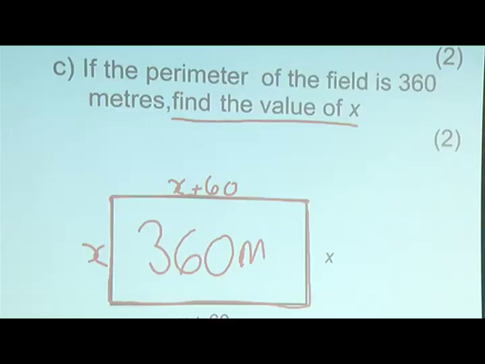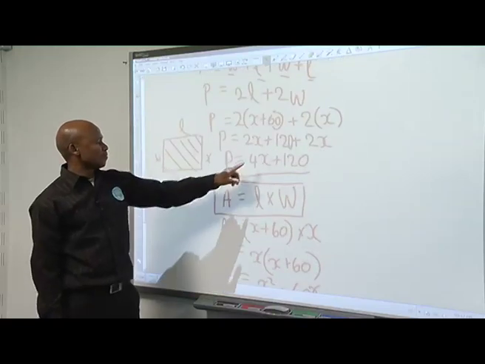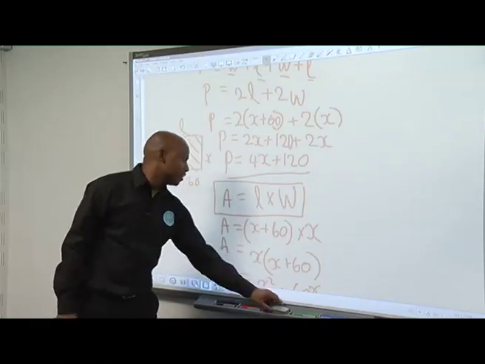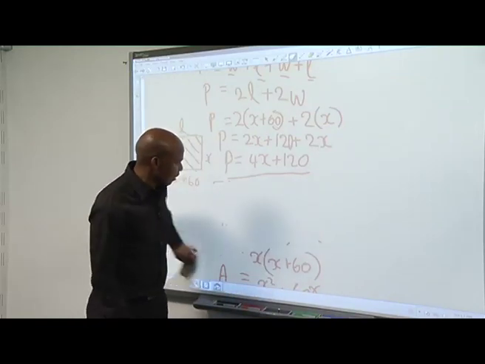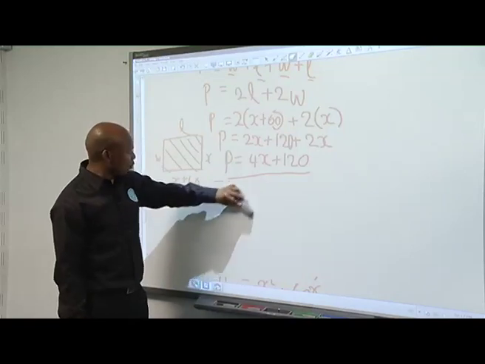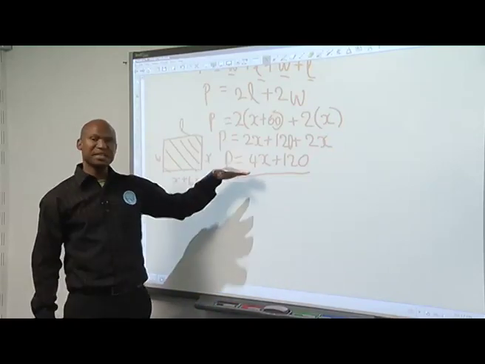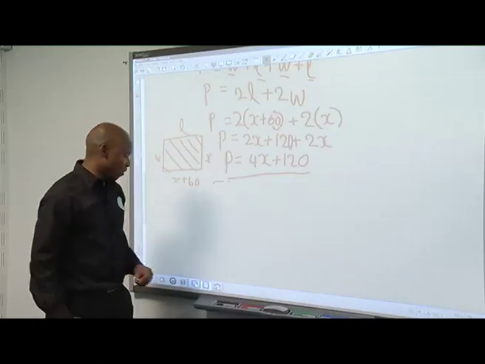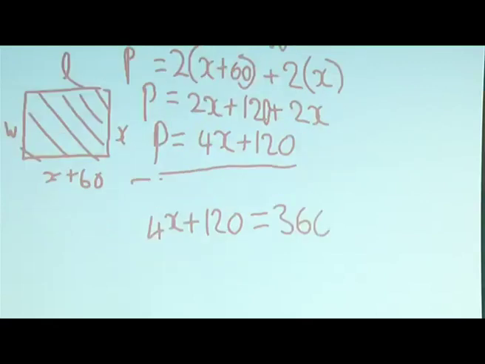We have x there, and then remember, we already have 4x plus 120. What is this? The perimeter. And then we can take it from there. Let's take away this so that we can have enough space. We are going to work on finding the value of x, because we know that we have the expression in terms of x of the perimeter, and then we are also given the perimeter of our shape. So we are going to say 4x plus 120 is equal to 360.